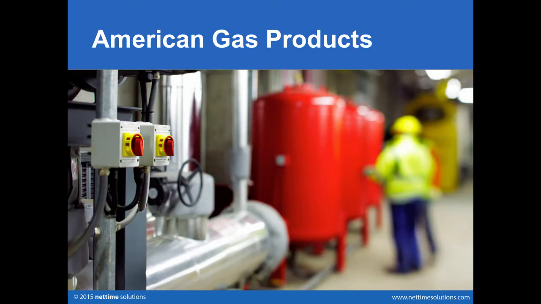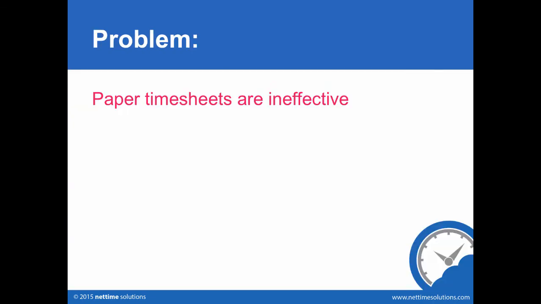Now for our final case study, American Gas Products. So American Gas Products is located in Boston, Massachusetts, and they are a leading supplier of industrial, microbulk, and medical gases, welding supplies, and equipment. Their problem was that they found paper timesheets to be very ineffective.